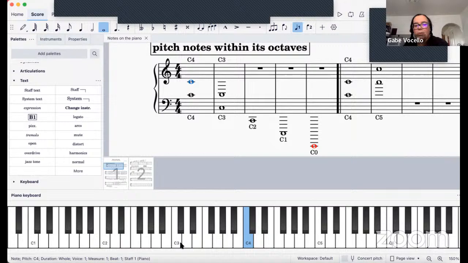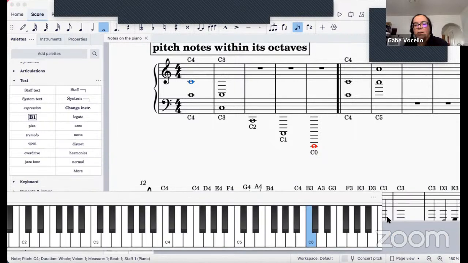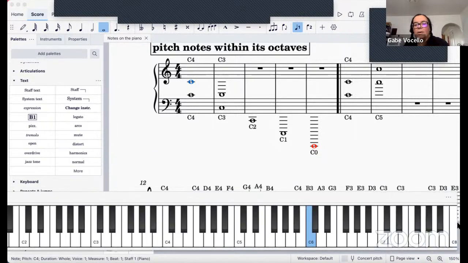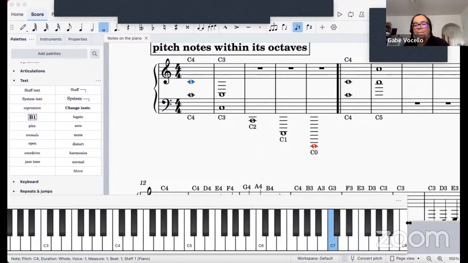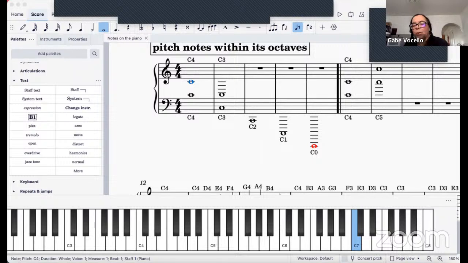2 black keys, C. 2 black keys, C. And here does not have more. Oh, it does. 2 black keys, C. And the last one, the last octave, is C8.